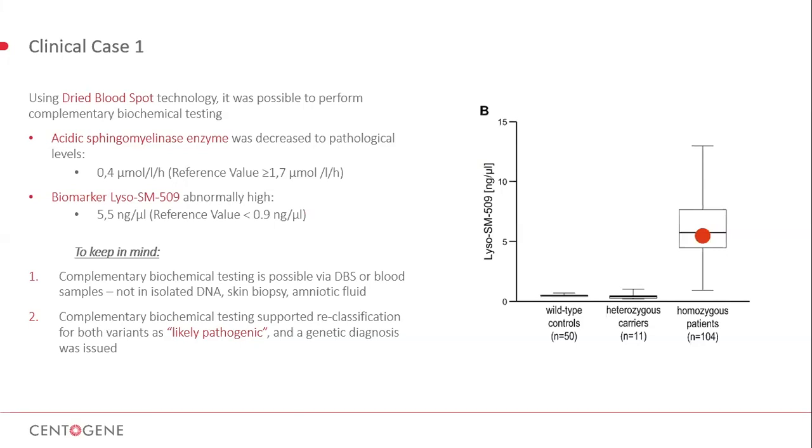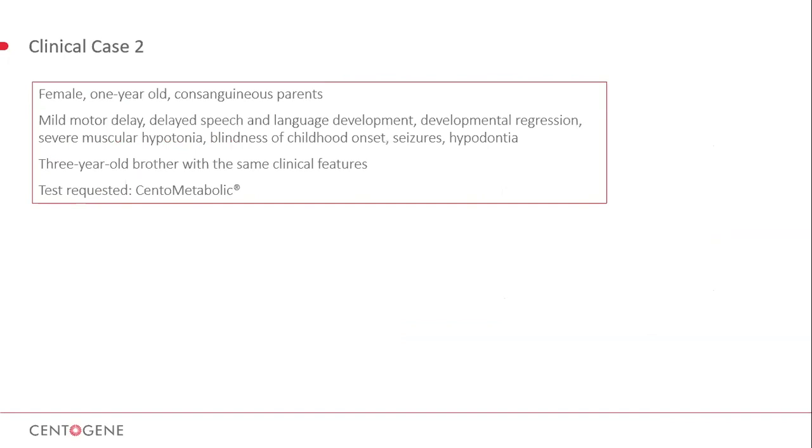But after we performed the biomarker and enzymatic test, and the levels of these enzymes were found to be pathogenic, we were able to reclassify this variant as likely pathogenic. So this is one example of how important this additional complementary testing may be, especially for the classification of those variants of unknown significance.